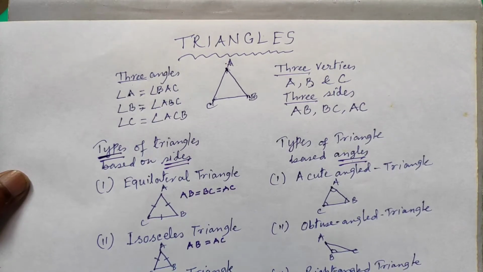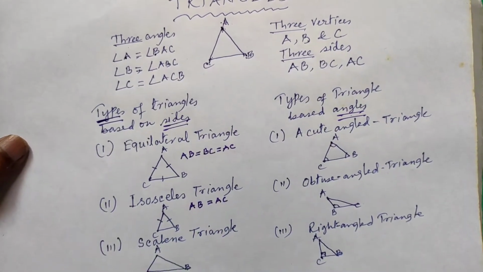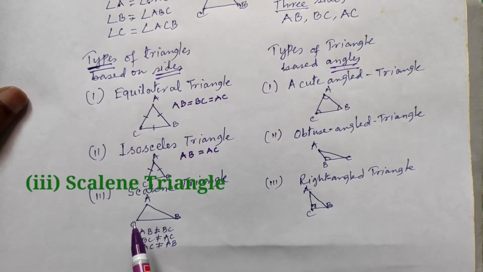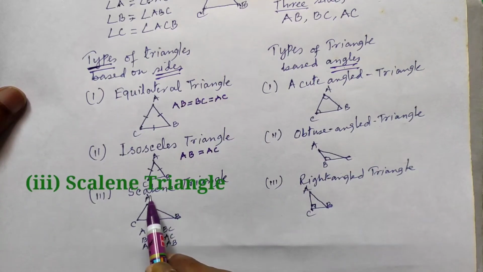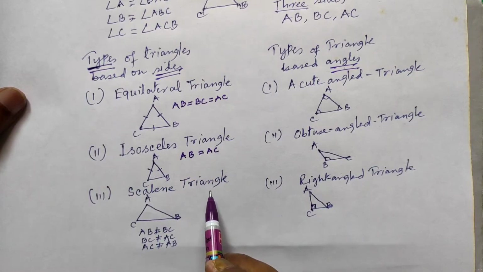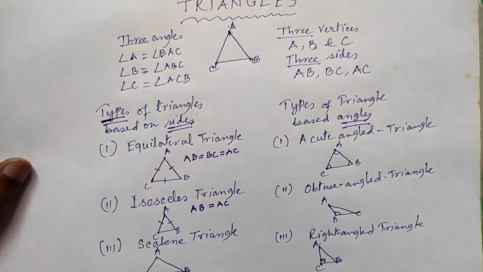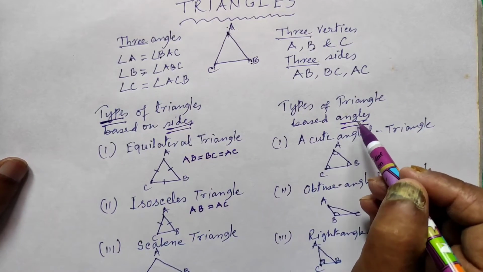And in case of a scalene triangle, you see over here students, we see that no side is equal. Over here I have written triangle ABC, and I have shown you also with the diagram. AB is not equal to BC, BC is not equal to AC, AC is not equal to AB. That means none of the sides are equal. Remember it.